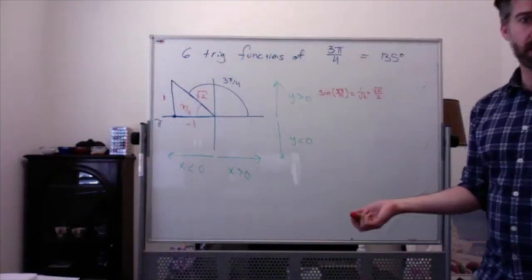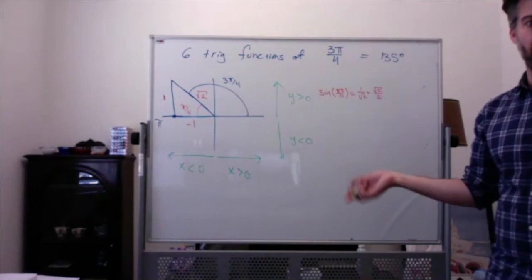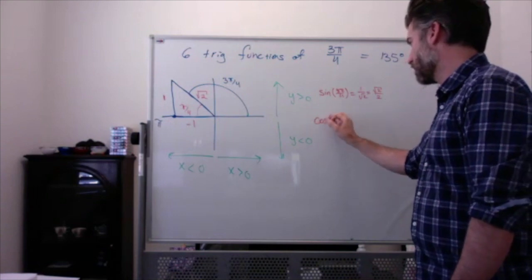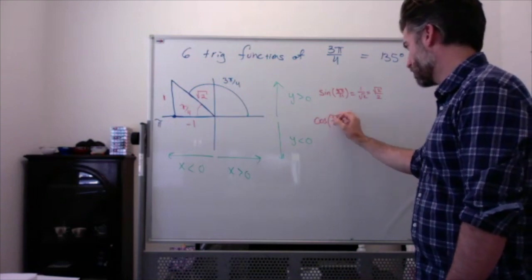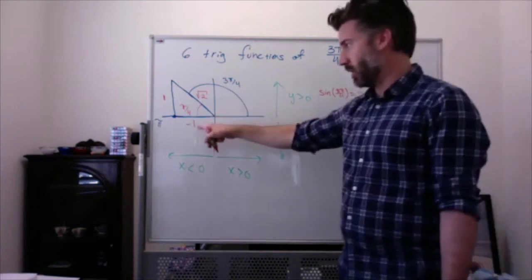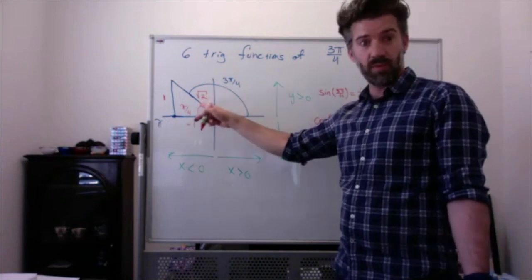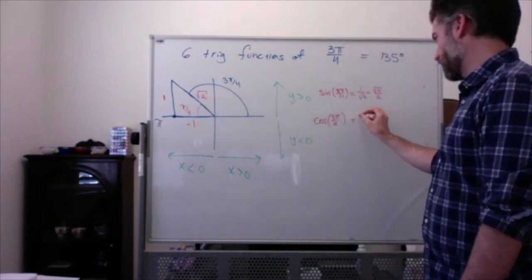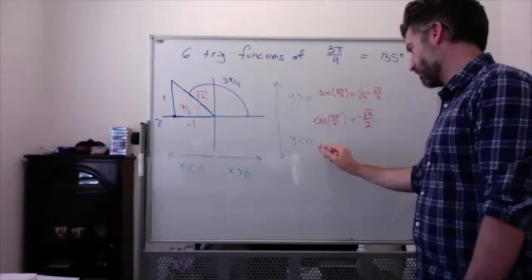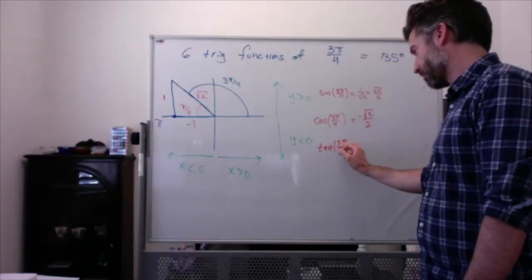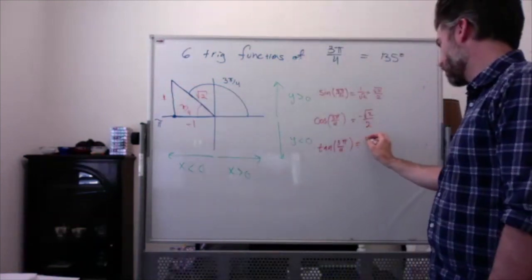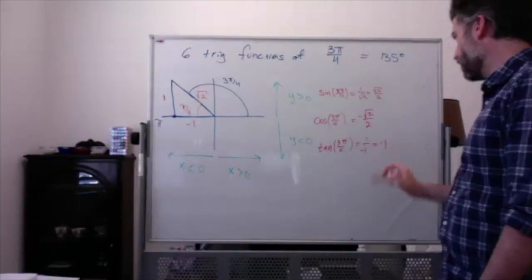And just like before, sine and cosine here are essentially the same. So I'm going to say that cosine of 3 pi over 4 is almost the same. Instead of 1 over √2, it's going to be adjacent over hypotenuse, which is -1 over √2, which is going to rationalize to -√2 over 2. Tangent of 3 pi over 4 is going to be the opposite over adjacent, which is going to be 1 over -1, which is -1.